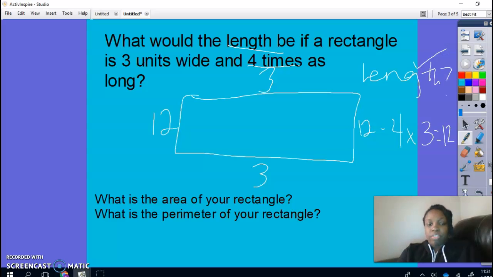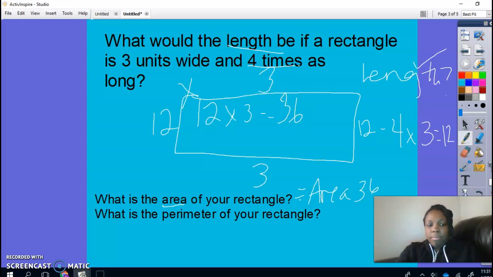Now let's answer the questions at the bottom. What would my area of a rectangle be? We know that area means length times width, so I'm going to multiply 12 times 3 to find my area. And what is 12 times 3? What's my area? Good. My area is 36.